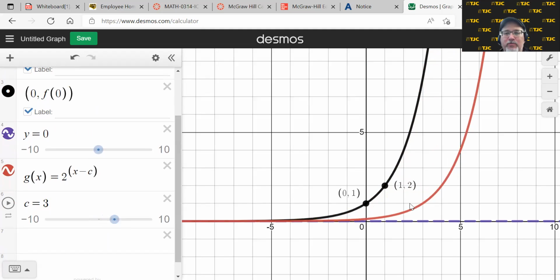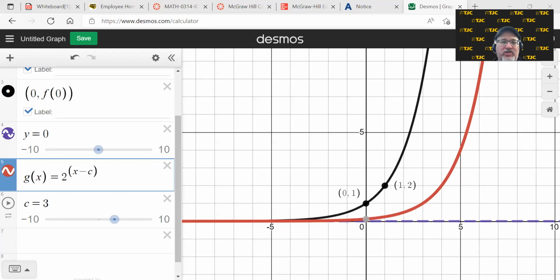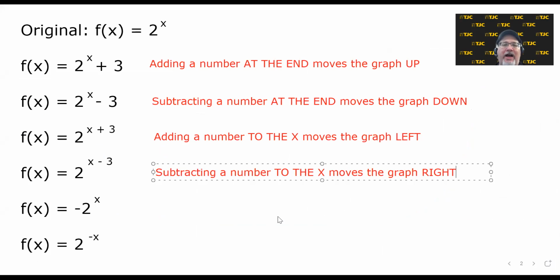Our intercept did move to the point 3, 1. And our base point, if we moved it 3 to the right, is at 4, 2. So it did move everything to the right, which means we can now take the question mark off here. Subtracting a number to the x moves the graph to the right.